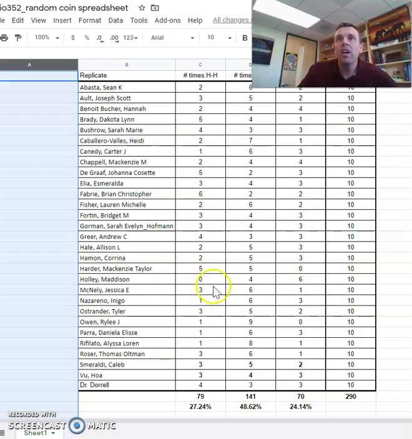But when we start to add all of the data together, you see that we get pretty close to that 25% heads, 50% head-tail, and 25% tail-tail ratio. So the more replicates you have, the more you are reducing that random sampling error, and the more real your data is going to be, and the better results and the better conclusions it's going to give you.